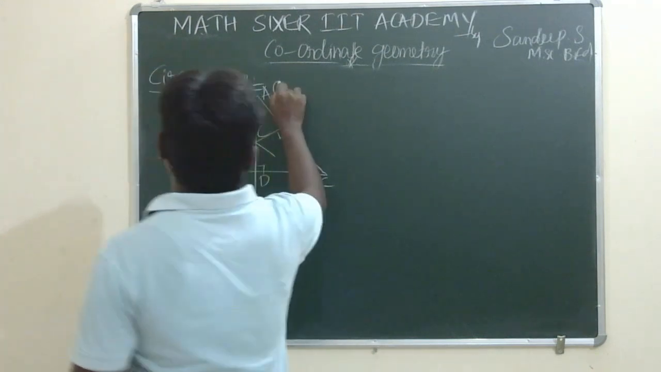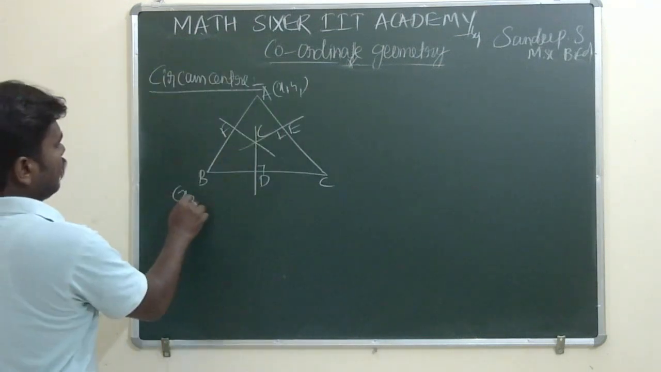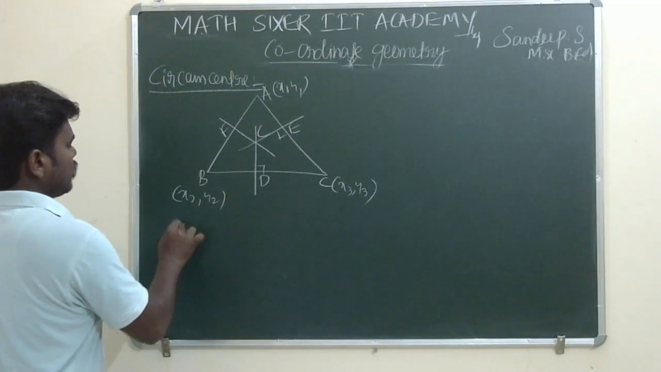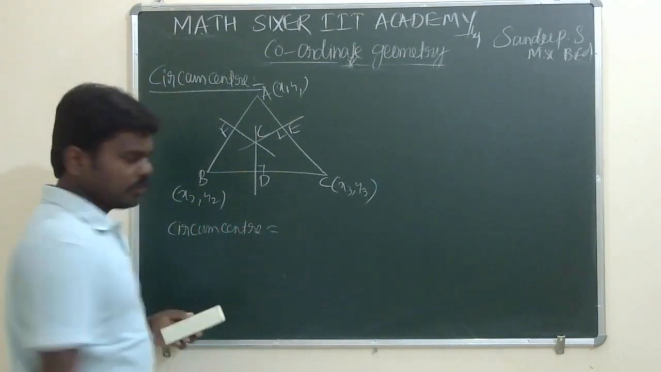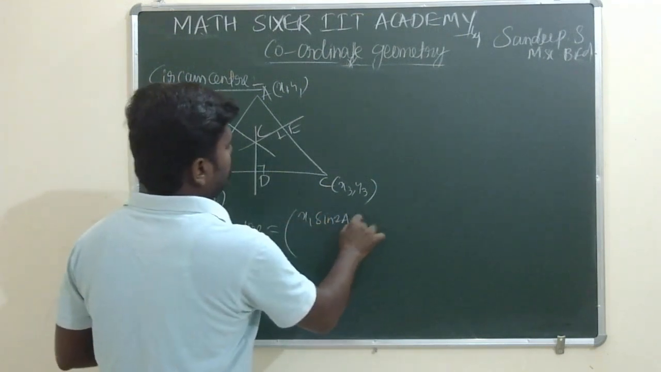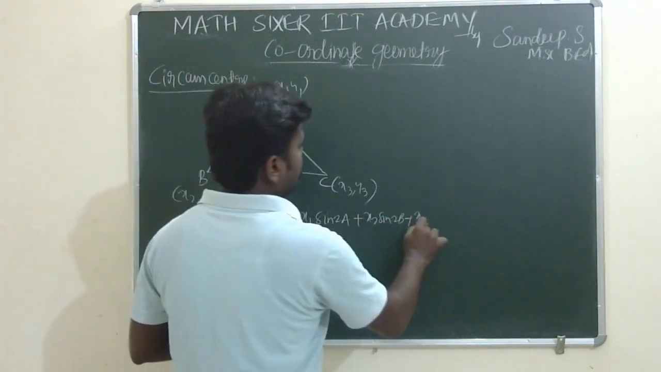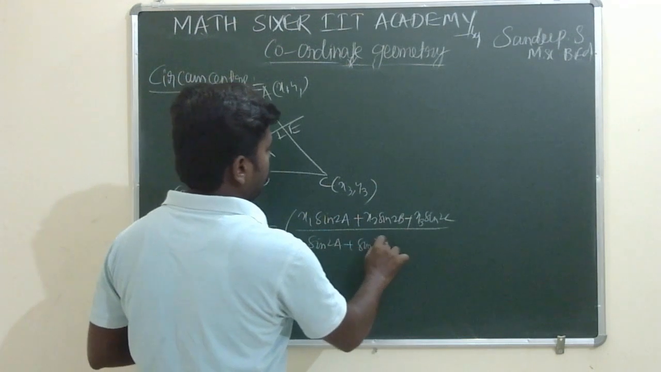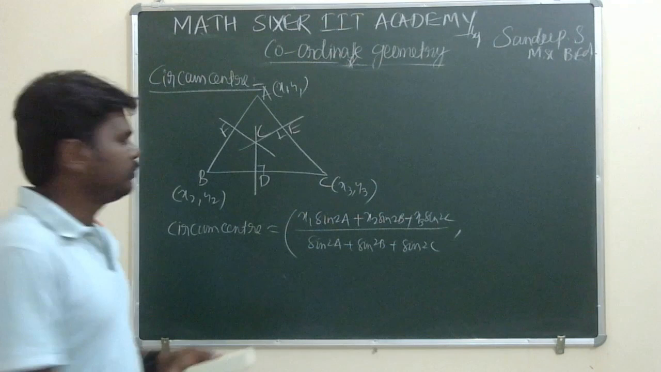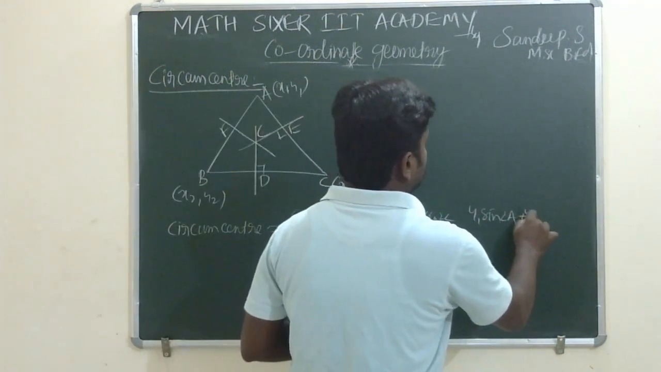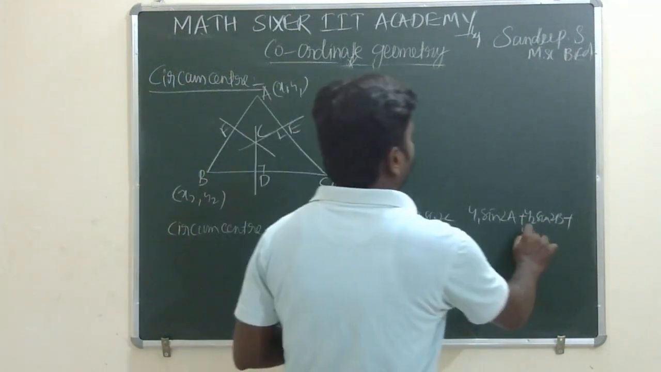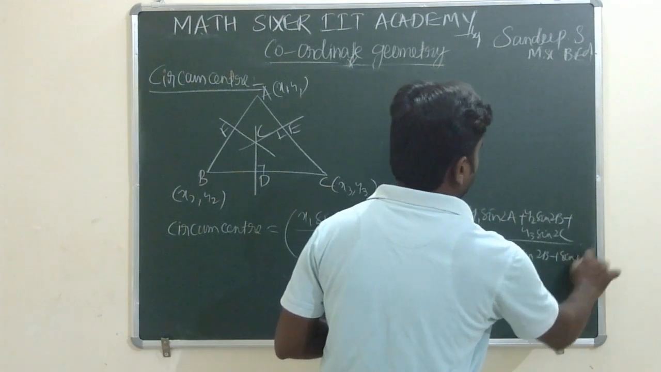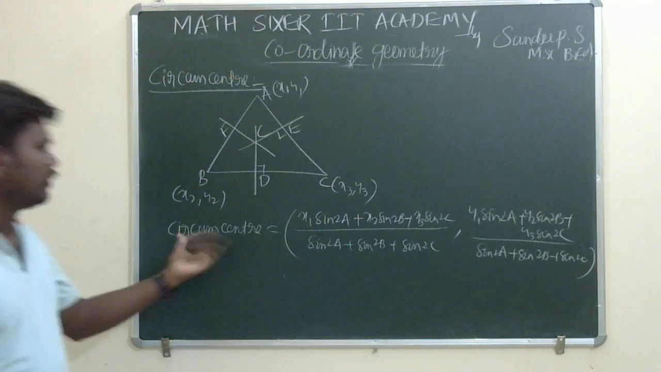So here, when you have the vertices of the triangle x1, y1, x2, y2, and x3, y3, then the circumcenter C is equal to (x1 sin 2A plus x2 sin 2B plus x3 sin 2C) divided by (sin 2A plus sin 2B plus sin 2C), comma, (y1 sin 2A plus y2 sin 2B plus y3 sin 2C) divided by (sin 2A plus sin 2B plus sin 2C). So this is the formula to find the circumcenter.